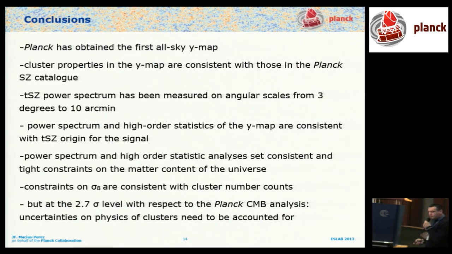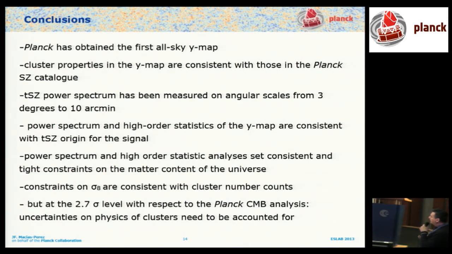So I just come to conclusions. I think we can say now that Planck has obtained for the first time an all-sky map of the Compton parameter of the TSZ signal. The cluster properties in the Y map and the cluster sample are consistent. We have been able to determine the power spectrum over a large angular scale range going from 3 degrees to 10 arcminutes, corresponding really to L of 50 to L of 1000. The power spectrum and the higher order statistics of the map are consistent with the TSZ origin of the signal, so I think this is quite clear from the analysis.